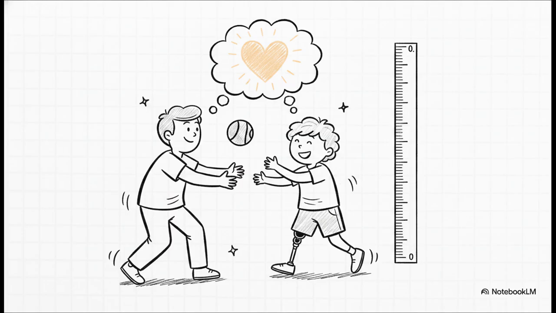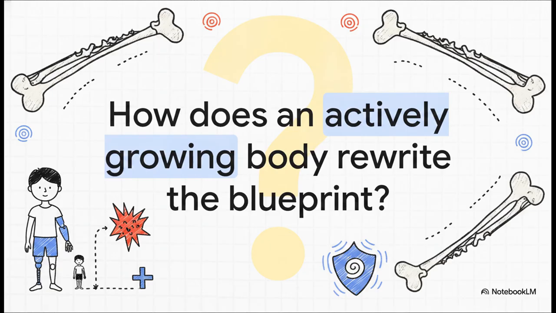So, I'll leave you with this final thought to wrap up our explainer today. How does treating a body that is actively growing fundamentally rewrite the blueprint for long-term medical care? A child's continuous growth makes their journey with bone infections, healing, and amputations a completely unique, constantly evolving challenge. It requires nonstop reassessment and incredibly specialized care.